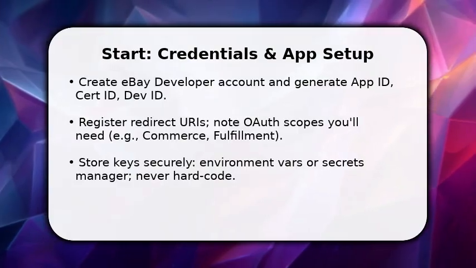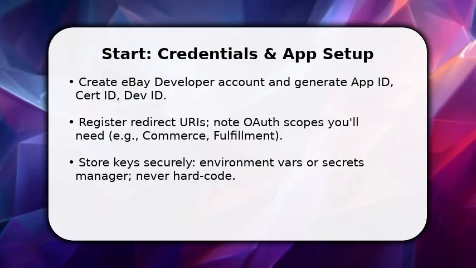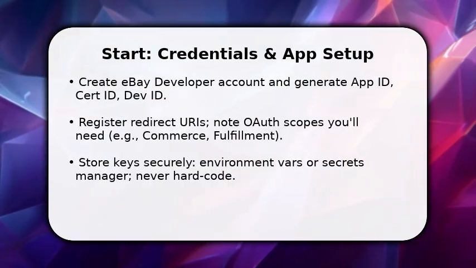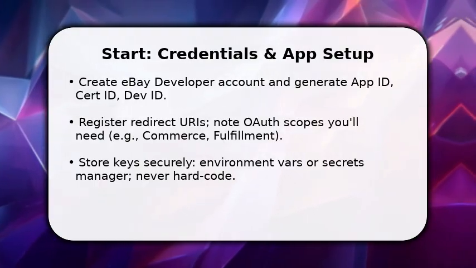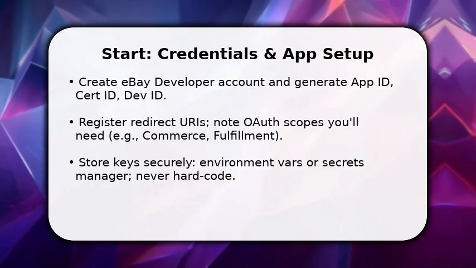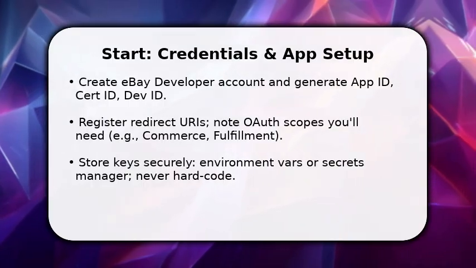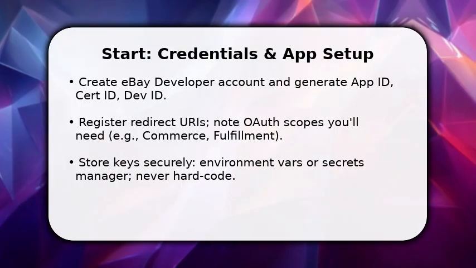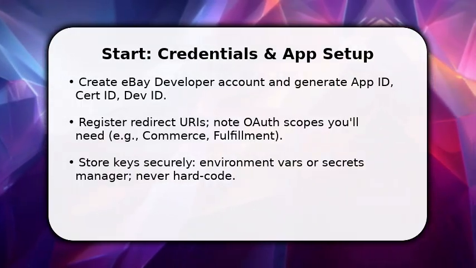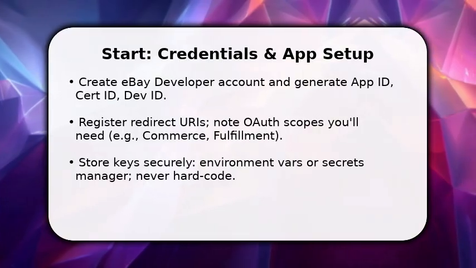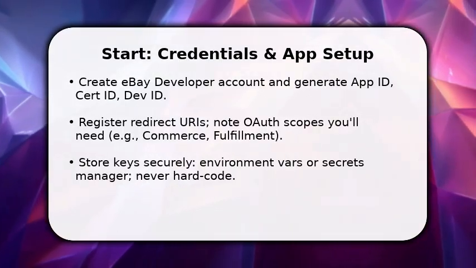You begin by creating an eBay developer account and registering an application so you have App ID, Cert ID, and Dev ID. Once those exist, configure redirect URIs and choose exact auth scopes you need for inventory or order access. Now implement secure storage. Put keys in environment variables or a secrets manager, not in source code. Finally, request sandbox keys to test.